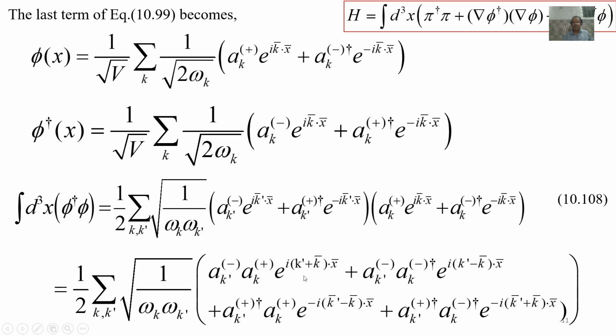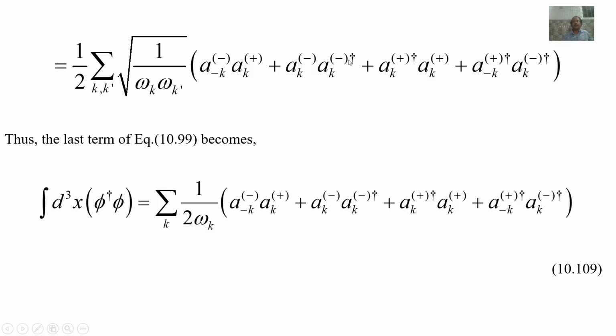For the first term, k prime equals minus k. So wherever you find k prime, that should be replaced by minus k. Here it is plus k, so k prime is replaced by k. Here also k prime is replaced by k itself. But here k prime is replaced with minus k. So I have simplified exactly like this. I have pulled the common terms out. So we have done exactly like this.